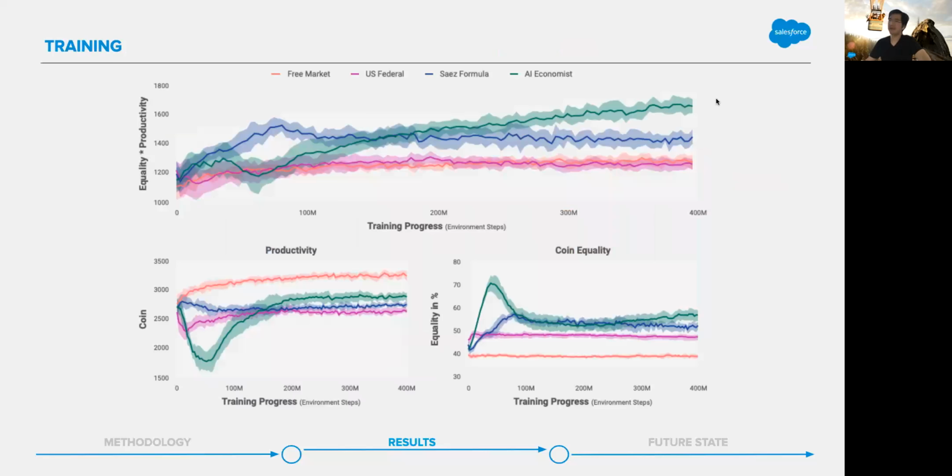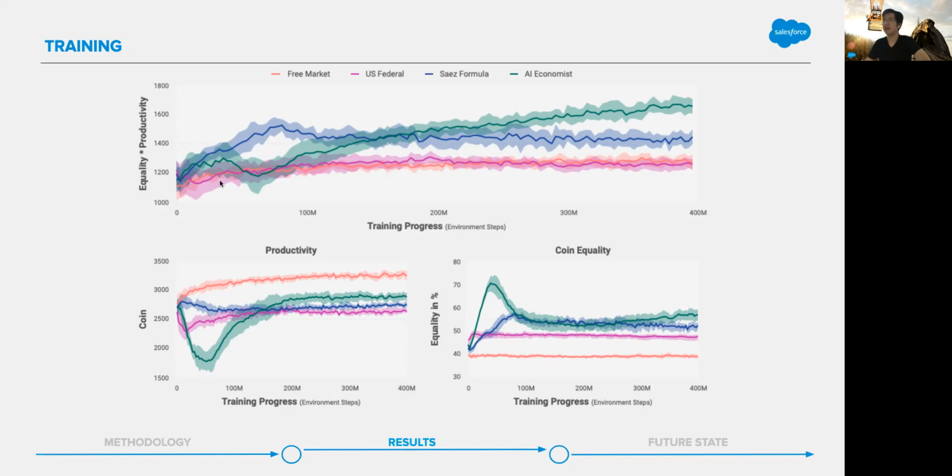If you do reinforcement learning, then you'll probably be very familiar with these types of curves. Here we can see how, during training over many millions of training samples, the objective of, in this case, a social planner is changing. Every curve here has a shadow around it. That's because you have to repeat these experiments for multiple random seeds. And you can look at the green curve first. That's the AI Economist.